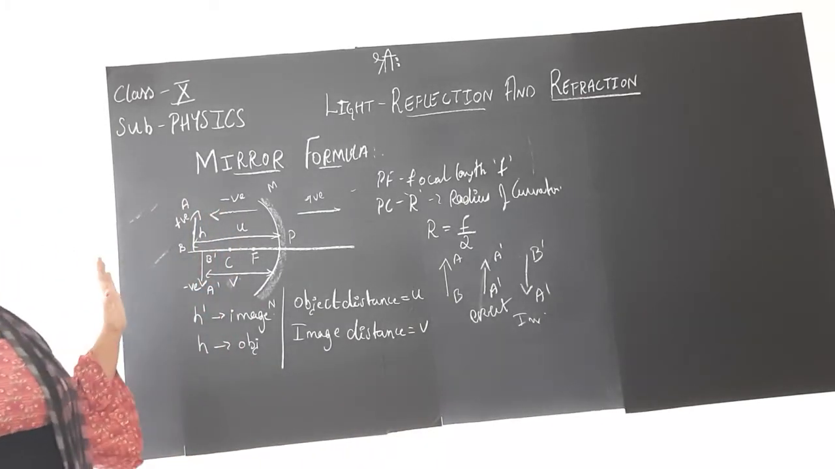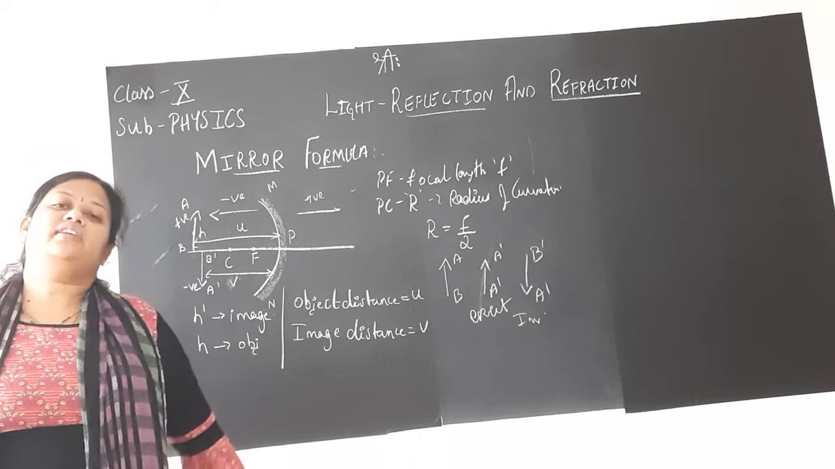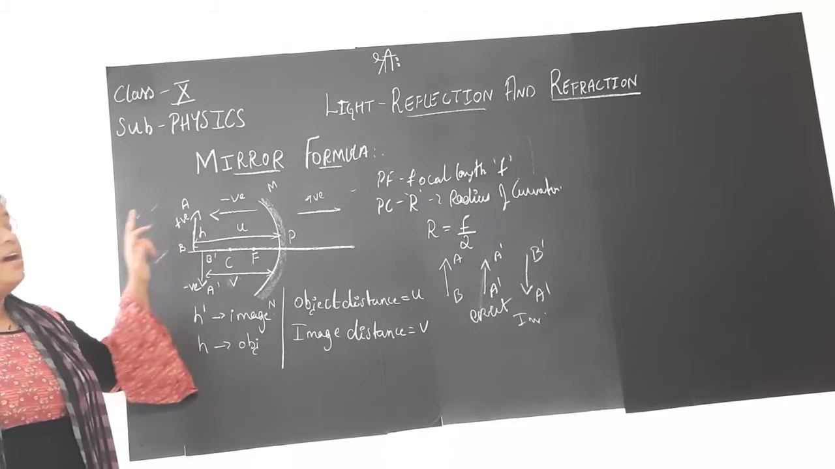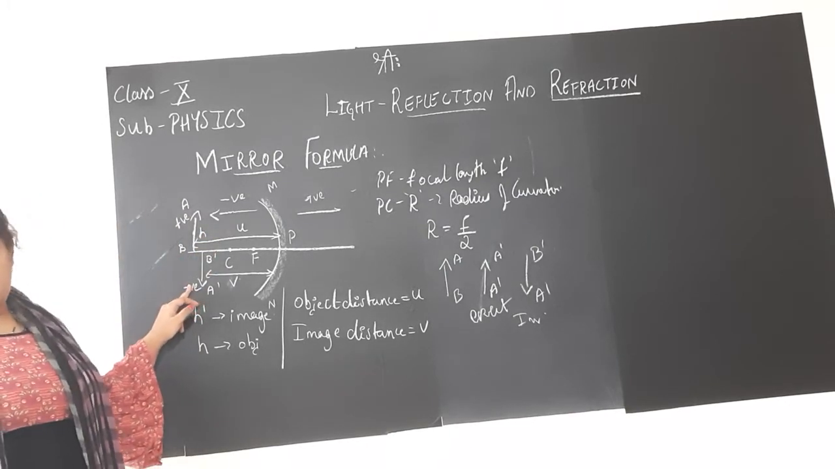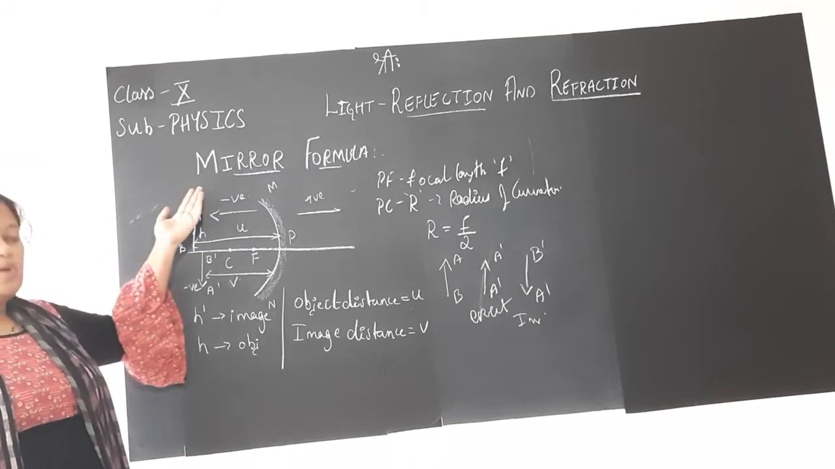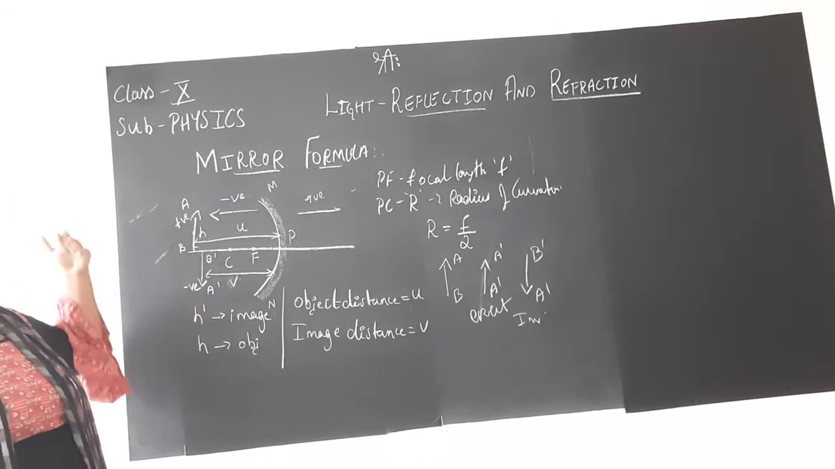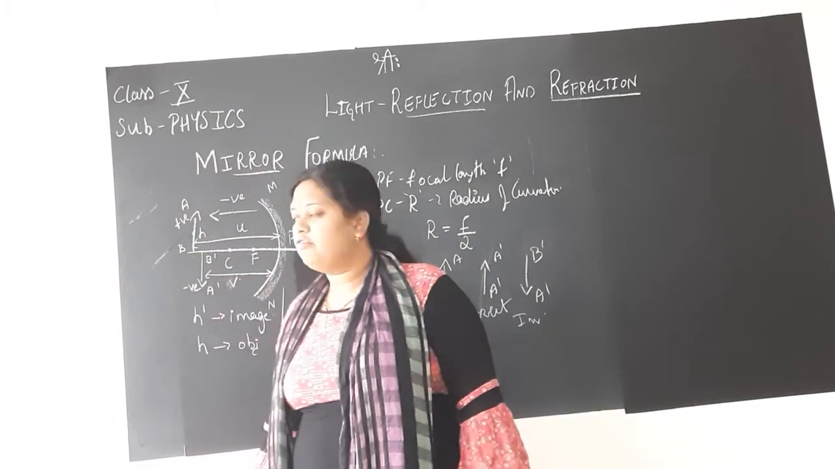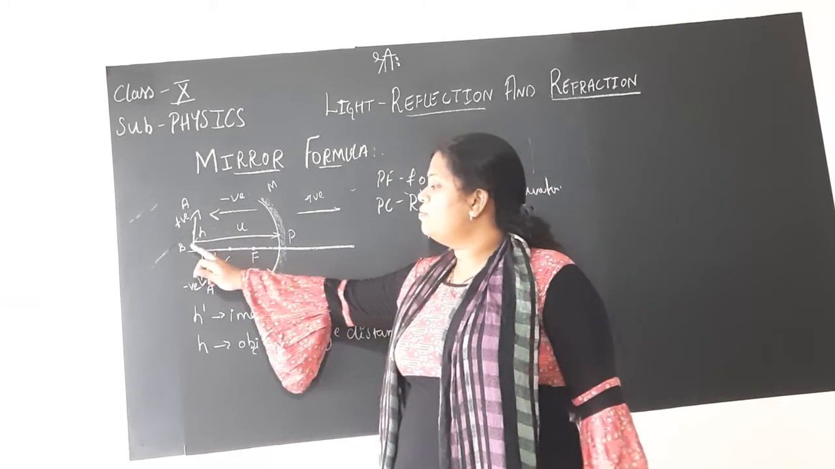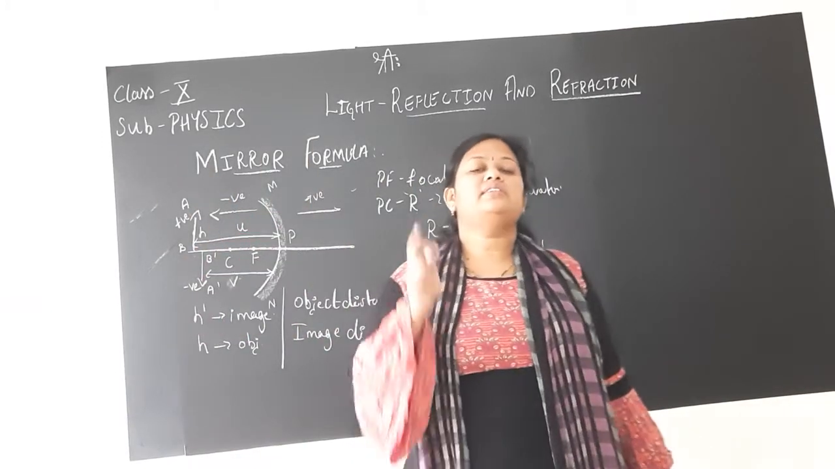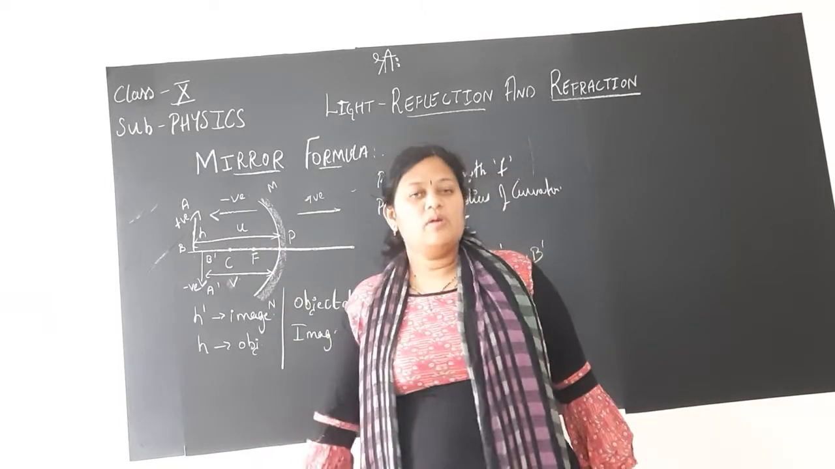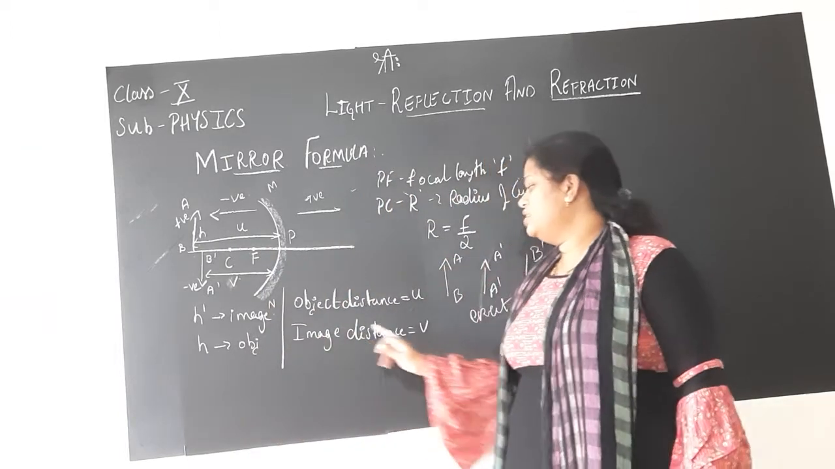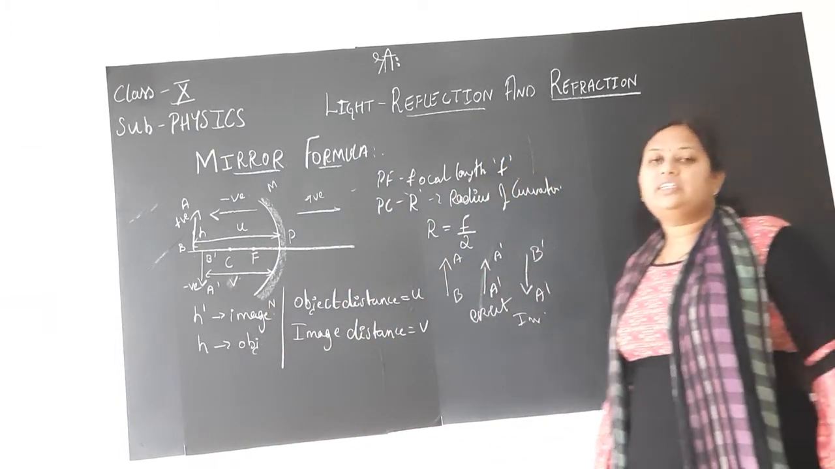These representations are new, which we are adding to the sign convention, children. What all we added? Height of the object h, height of the image h dash we learned today, and all the heights above the principal axis are positive, heights below the principal axis are taken as negative. The distance of any object from pole of the mirror is called the object distance, and it is represented by small letter u, whereas the distance of any image from the pole of the mirror is called the image distance, and it is represented by small letter v.